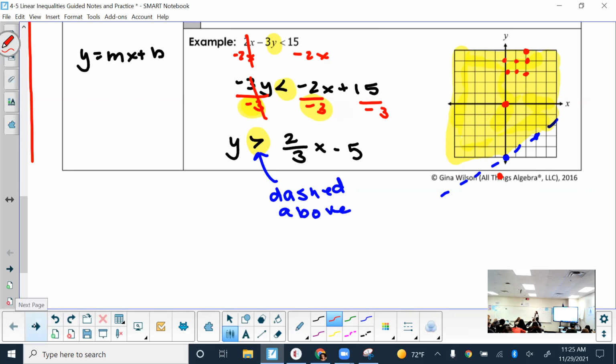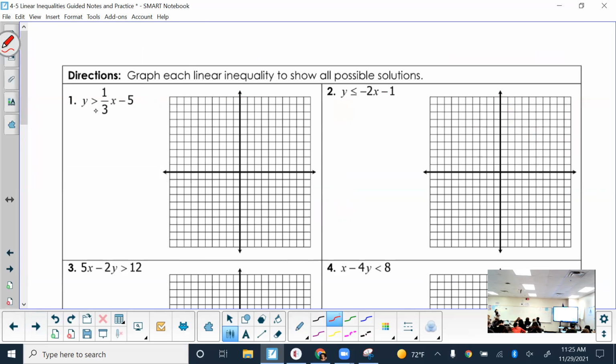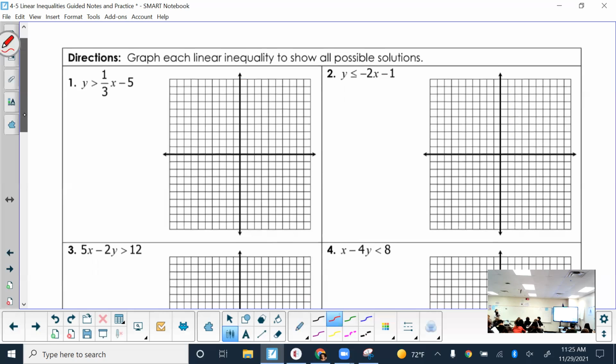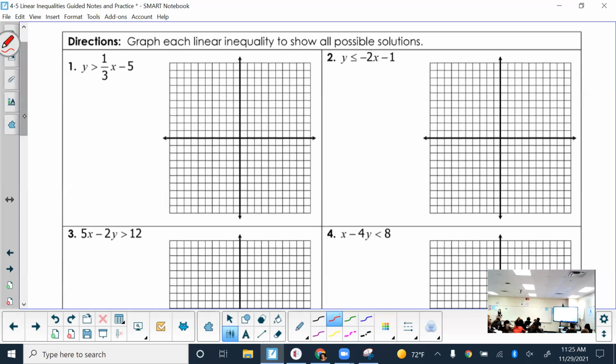All right, so a few more examples. Everyone do me a favor and sit up. If you can't sit up, then I'm going to take away your desk. You can stand at the back table with this chair.